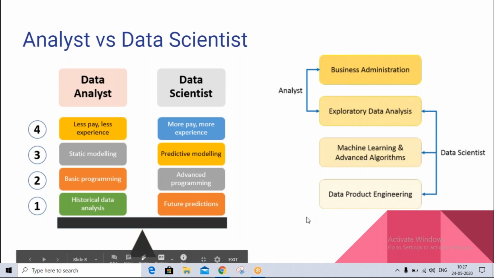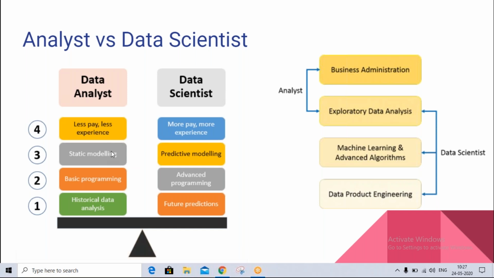And then comes the part of data engineering, which is how the data needs to be fed into the system so that it can make predictions in the future. And these are some of the differences between an analyst and a data scientist.